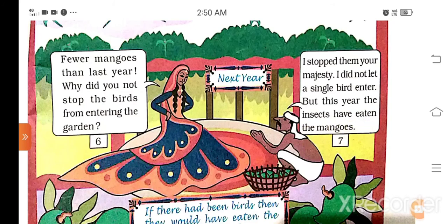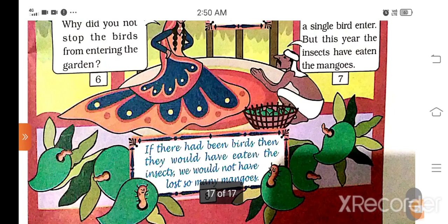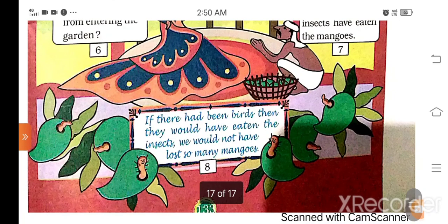Now the gardener is telling, Your Majesty, I had not let any single bird into the garden. But now there were so many insects that have eaten all the mangoes. The insects have eaten the mangoes. The birds did not enter. The insects ate the mangoes. The moral is there. The queen is telling, if there had been birds, then they would have eaten the insects. We would not have lost so many mangoes.